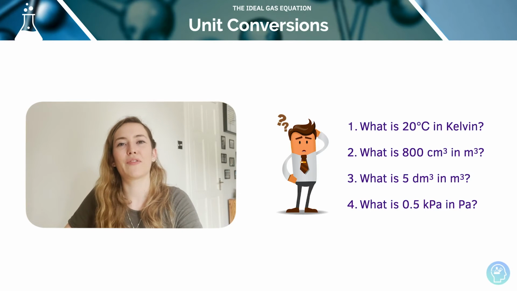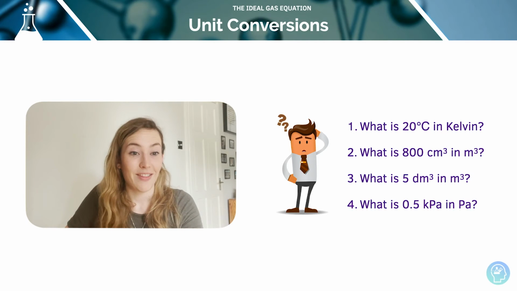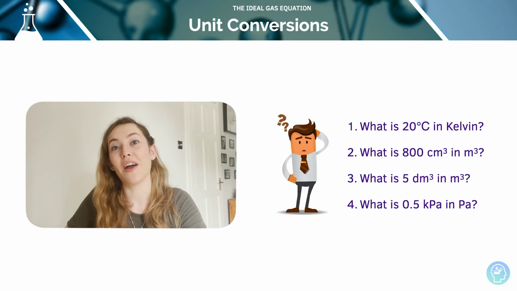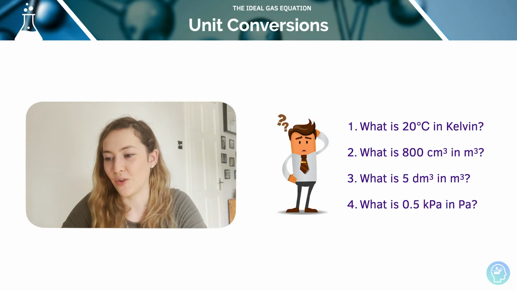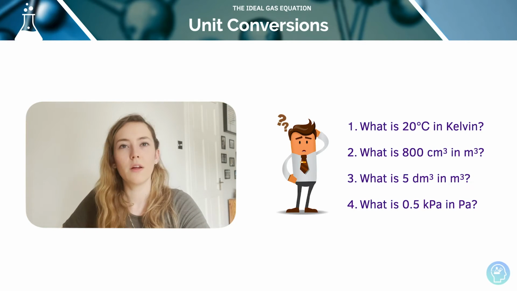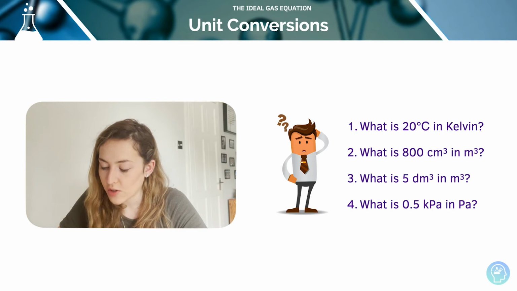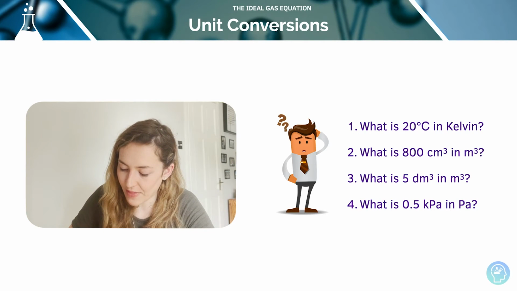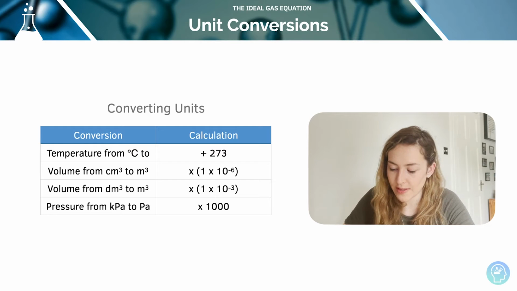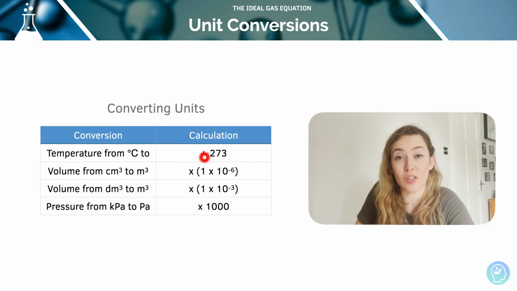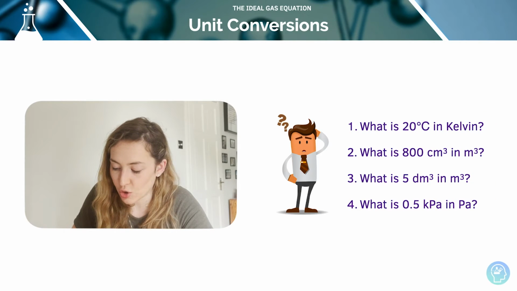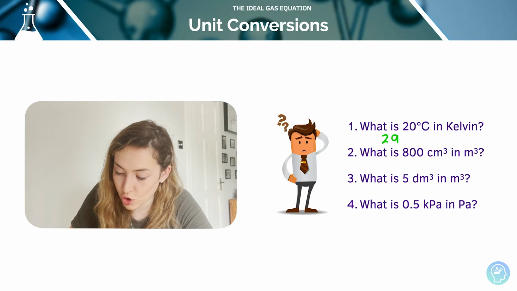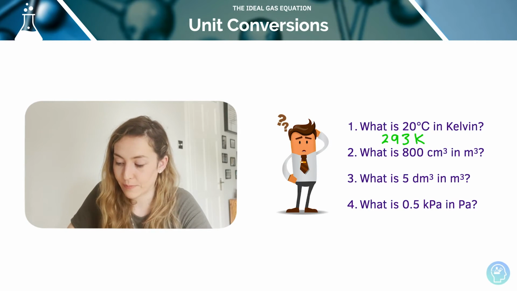Give it a go yourself. Can you convert these units into the ideal gas standard units that you'll need? So we've got 20 degrees Celsius. How do we convert that to Kelvin? Well, you can see on this slide here that to get from degrees Celsius to Kelvin, we have to add 273. So 20 plus 273 is 293 Kelvin.